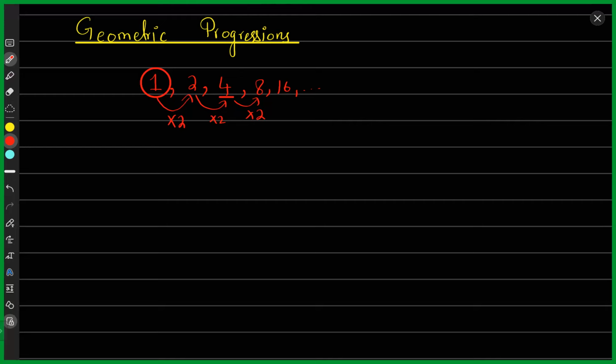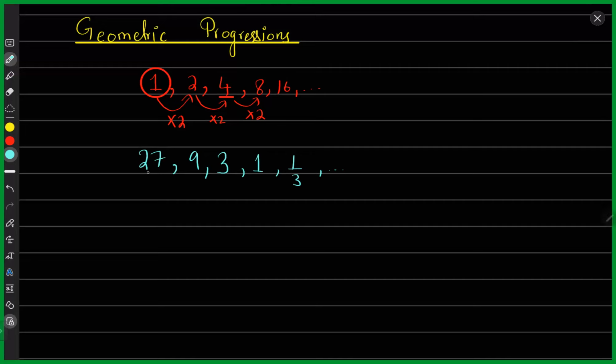Let's talk about another one. Now let's say we have 27, 9, 3, 1, 1 by 3, and so on. What do you notice? Is it a number that's changing? Are you adding or subtracting a number? No, that's certainly not the case. You are dividing every term by 3 to get the next term.